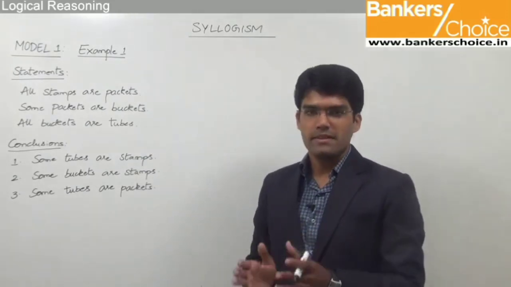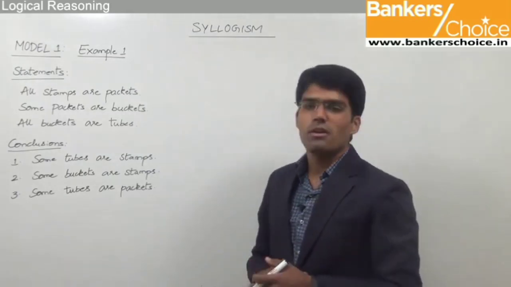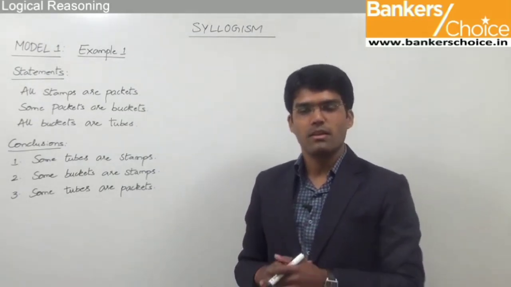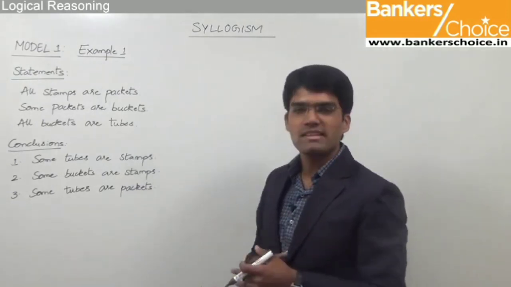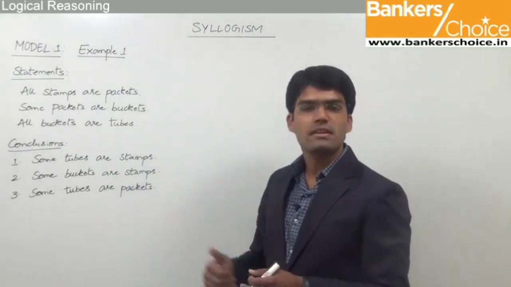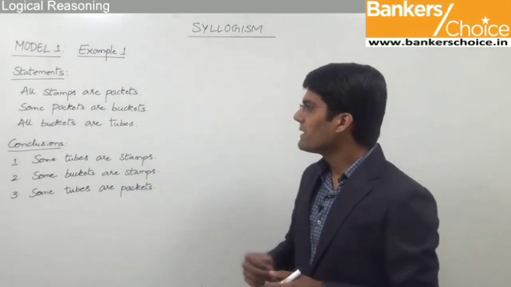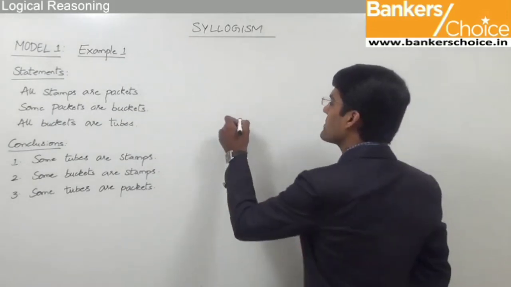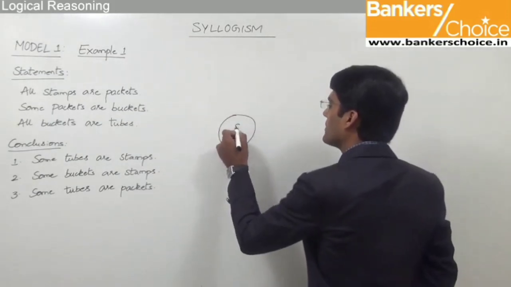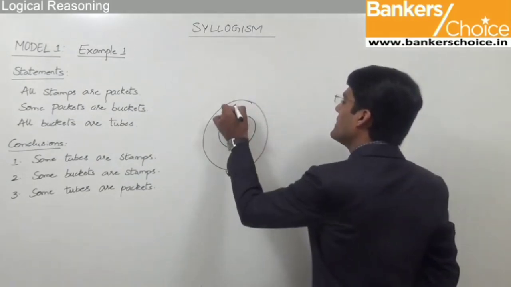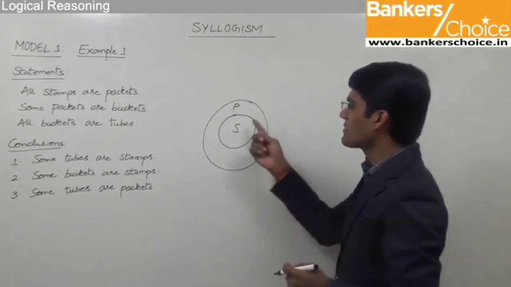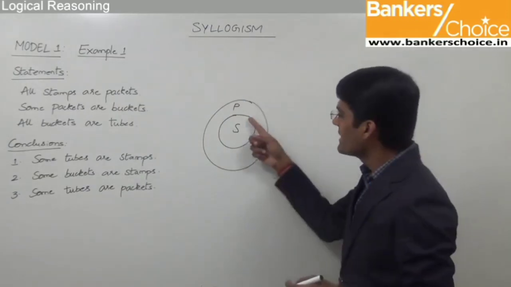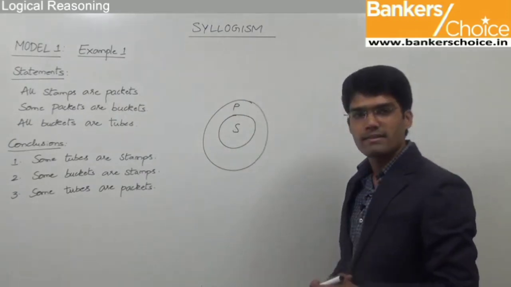And assuming that these statements are true, we now need to find out which of the conclusions follow the given statements. As we have discussed earlier, the best way to solve questions from syllogisms is to go by the Venn diagrams concept. So let us try to draw the Venn diagrams for these statements and check which of these conclusions are true. The first statement is all stamps are packets. So all stamps are packets can be taken as follows. These are the stamps which is completely encircled in packets. So the smaller circle here is stamps which is completely inside the packets. So we can say that all the stamps are packets.